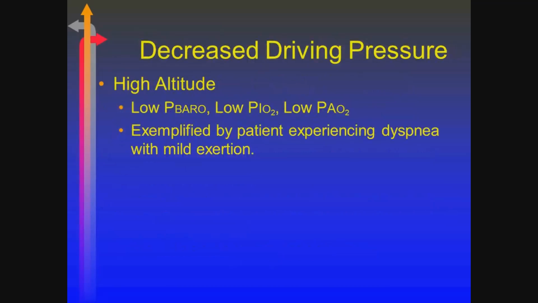Driving pressure, unless you have a low barometric pressure, probably is not going to be something that you're going to manifest in the ICU. But if you were to travel to a high altitude place, barometric pressure lower, inspired PO2 lower, alveolar PO2 lower, you're going to experience dyspnea with mild exertion because you're not having an adequate amount of oxygen in the alveolus.